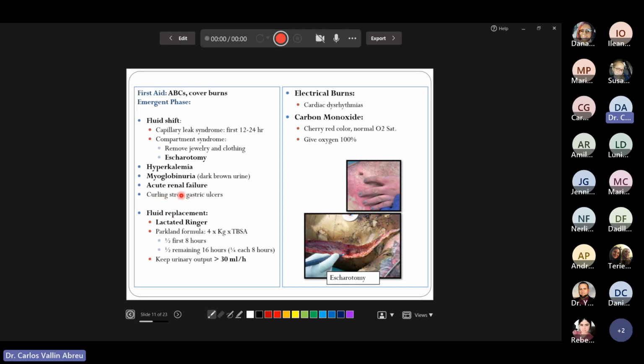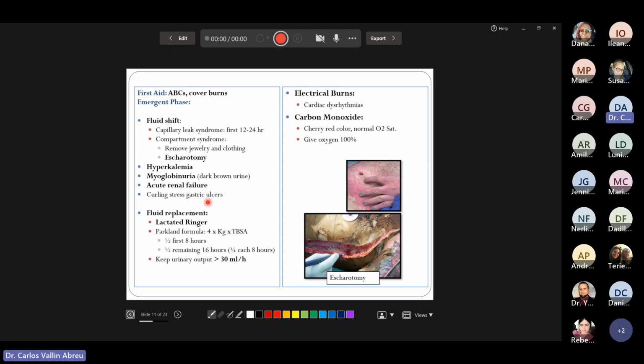It is a form of a stress ulcer called Curling. Okay, a guy called Curling. They named those ulcers after him, and they should be prevented with proton pump inhibitors. That's why it's a protocol to give proton pump inhibitors.